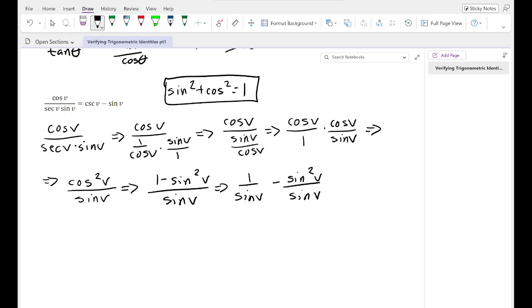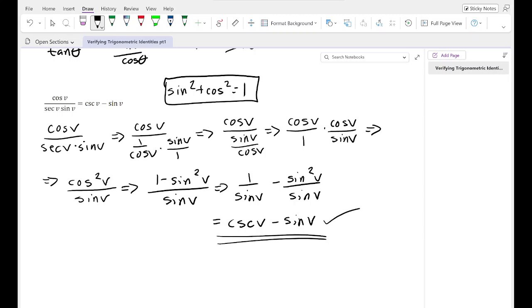1 over sine v is just cosecant v. And then sine squared over sine, one sine cancels out, leaving me with just sine v, which is exactly what the right-hand side says. Very simple, very easy.